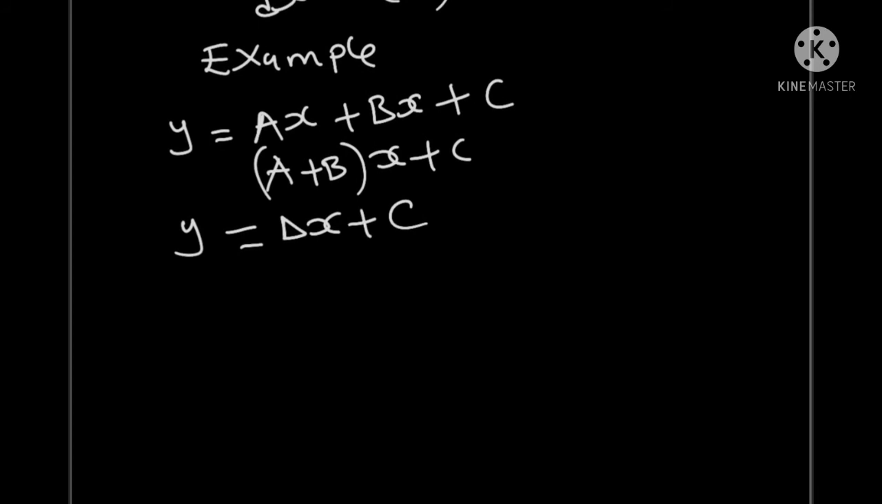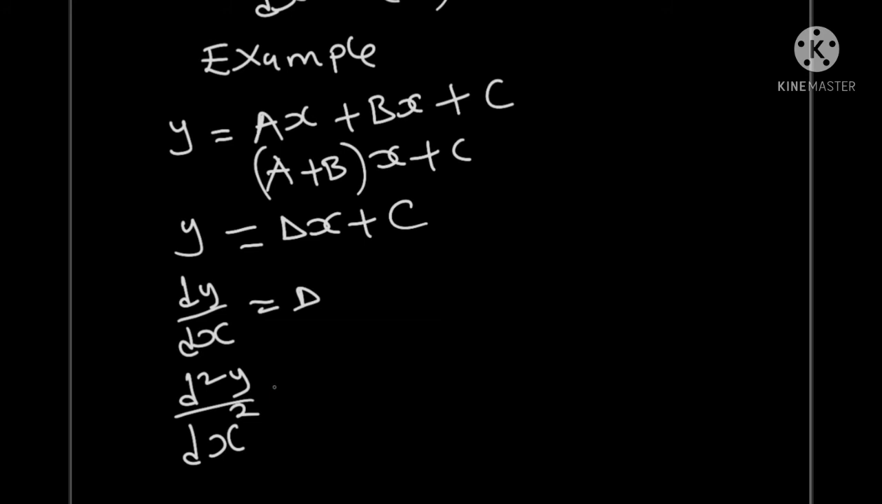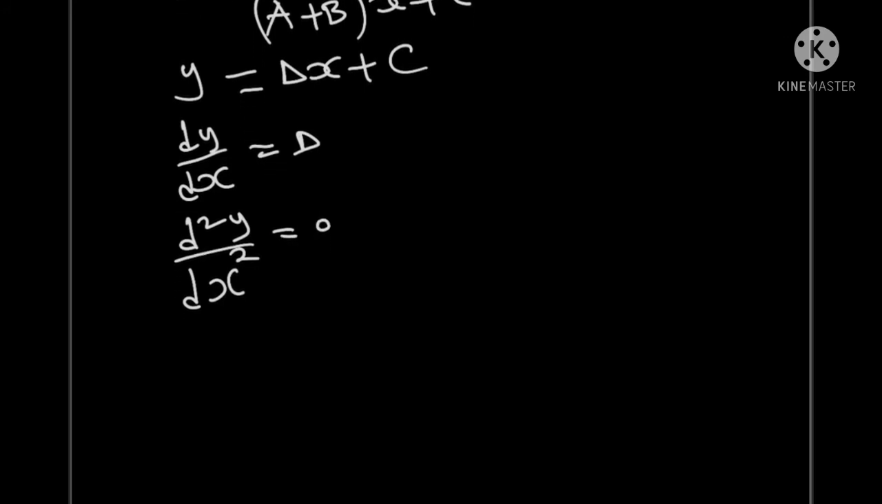Therefore, we are required to differentiate it twice. Okay, let's start. dy over dx equals d. d squared y over dx squared equals 0. This is the required ordinary differential equation.